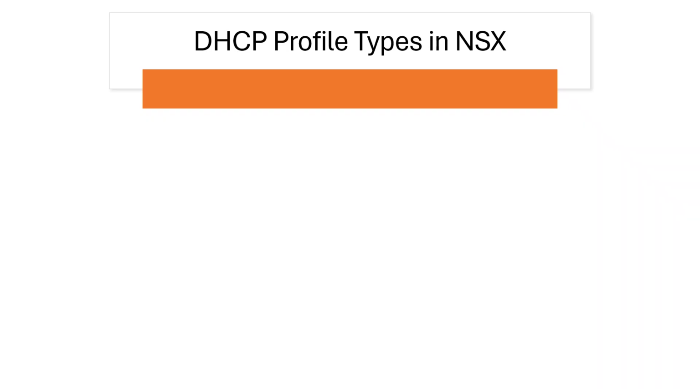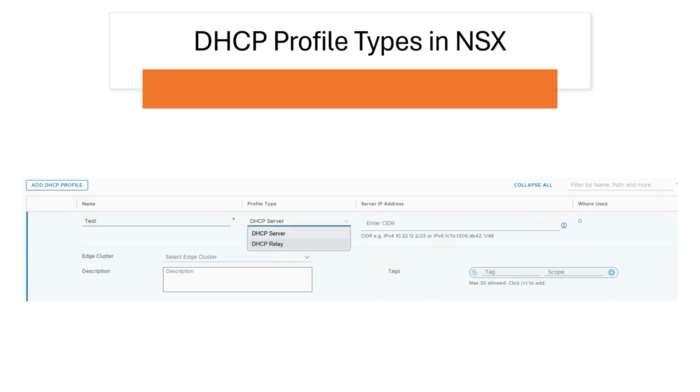Next is types of DHCP profile in NSX. NSX provides two types of DHCP profile. You can find the screenshot attached here. You can see DHCP server is the first one, and DHCP relay. There are two options and both are fixed, and we cannot add a third one. This is the default profile types available. First one, DHCP server, right?